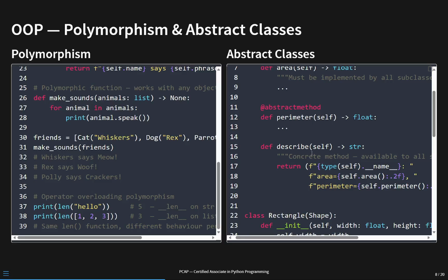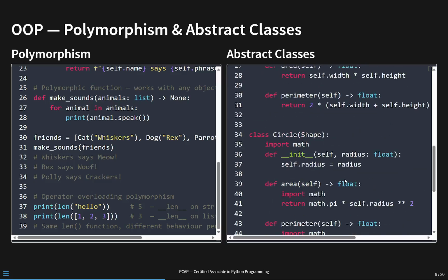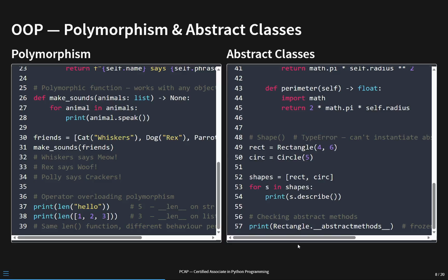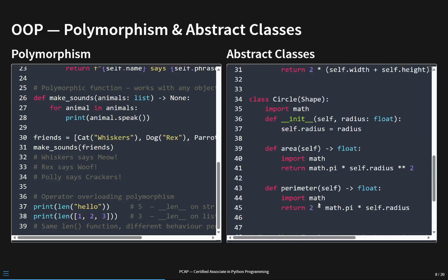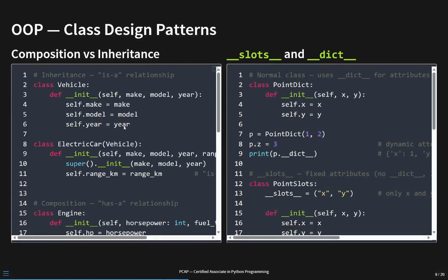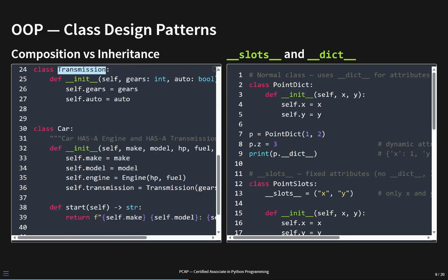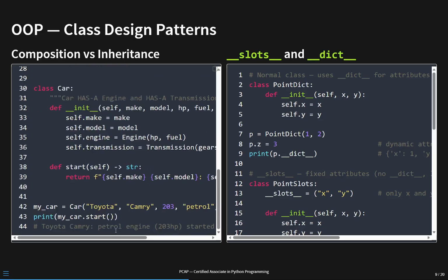Two critical design concepts: composition versus inheritance, and memory-efficient class design. Inheritance models an is-a relationship. ElectricCar(Vehicle). An electric car is a vehicle. This is correct use of inheritance. Composition models a has-a relationship. A car has an engine and has a transmission. The engine and transmission are separate objects stored as instance attributes. self.engine = Engine(hp, fuel). The car delegates to them. self.engine.start().